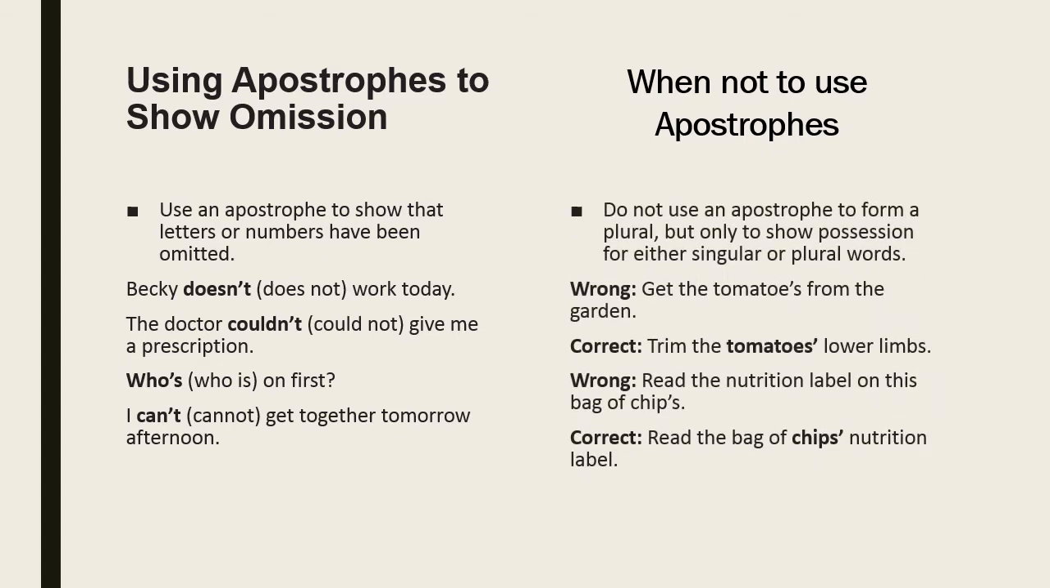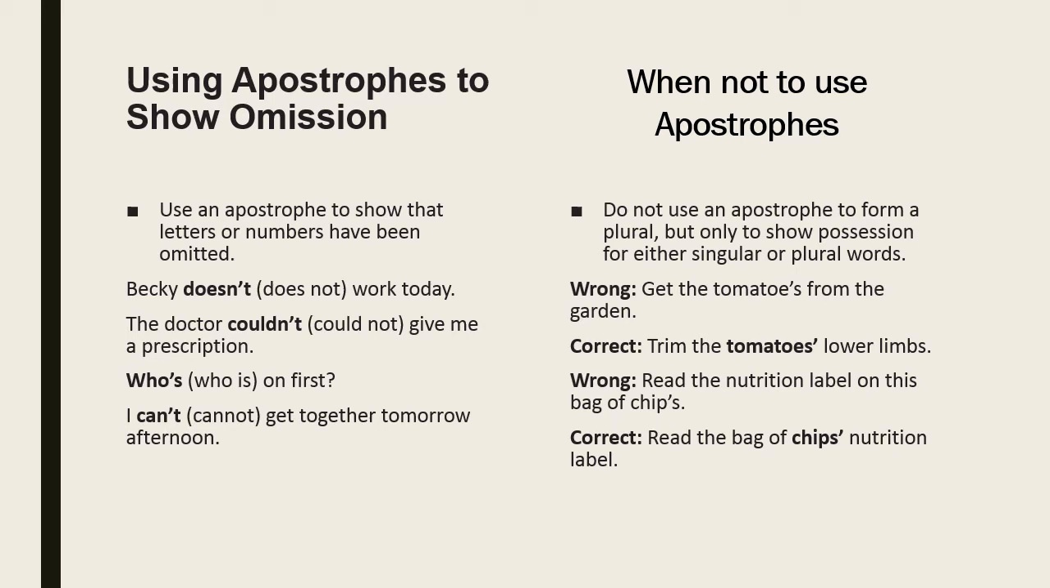We do not use an apostrophe to form a plural, but only to show possession for either singular or plural words. Sometimes apostrophes are confused for writing plurals. But let us remember that the apostrophe's basic function is to show possession and not plurals. Though we use S in conjunction with apostrophes, they basically are used to show possession and not plurals.